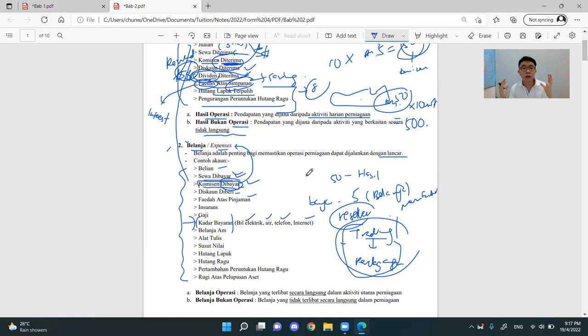So before we have stock, we must buy from somewhere. Okay, we have to buy baju and then we can sell. So when we buy the baju, that's called belian. Nampak tak? The beli. So belian.